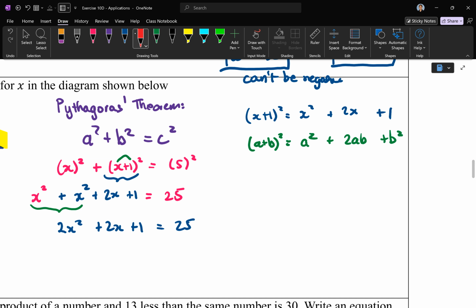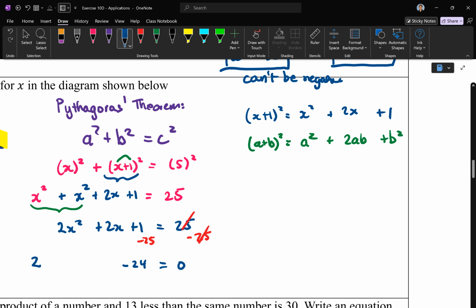Thanks, team. Eyes and ears towards the board. You ready? All right, same thing again. Once you're up to this step, you want 0. How do I get 0? Minus 25 on both sides. And you get 0. Negative 24. This is 2x squared.